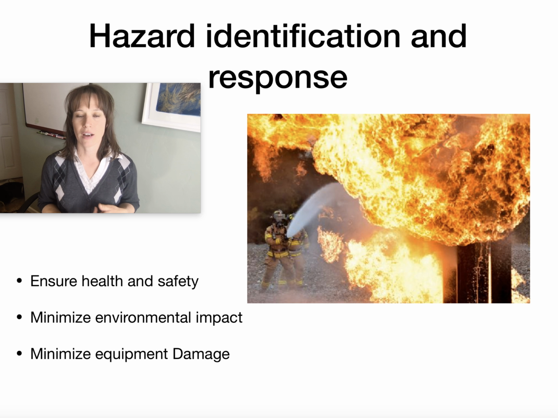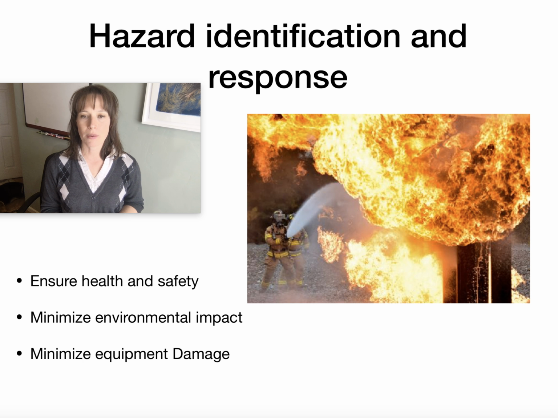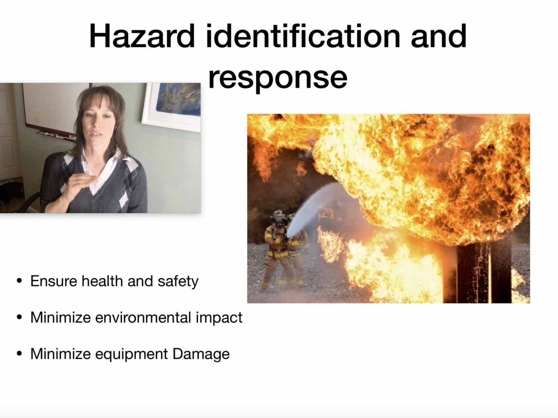Once we've identified that there is a problem, we've observed it and identified it, now we need to do hazard identification and response. The first thing is we have to stop and ensure health and safety. And this is the very top priority. We go through these responses in order. These are the top 3 priorities we go through in order. Now, the very top priority anywhere is to ensure health and safety.